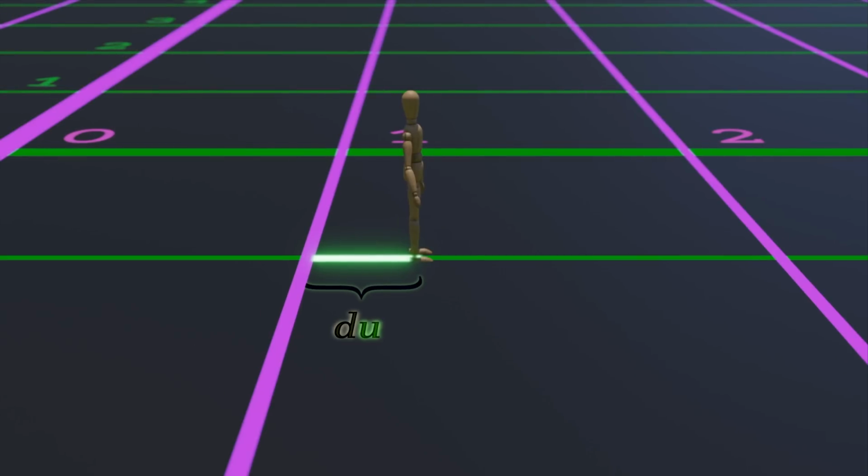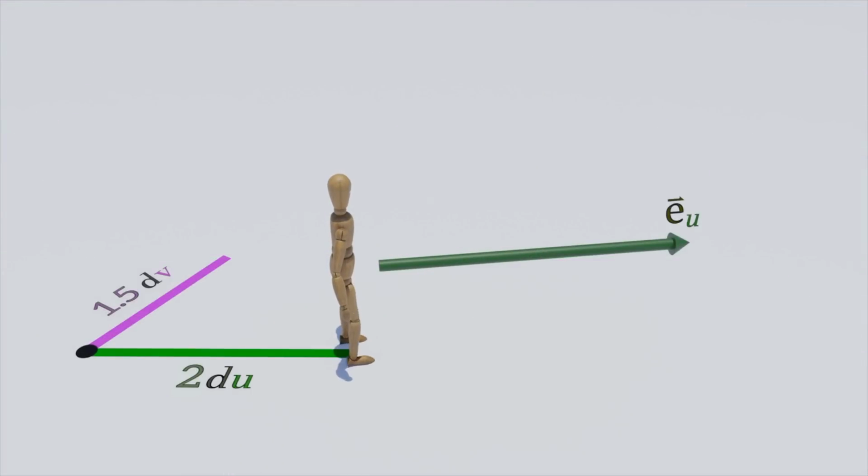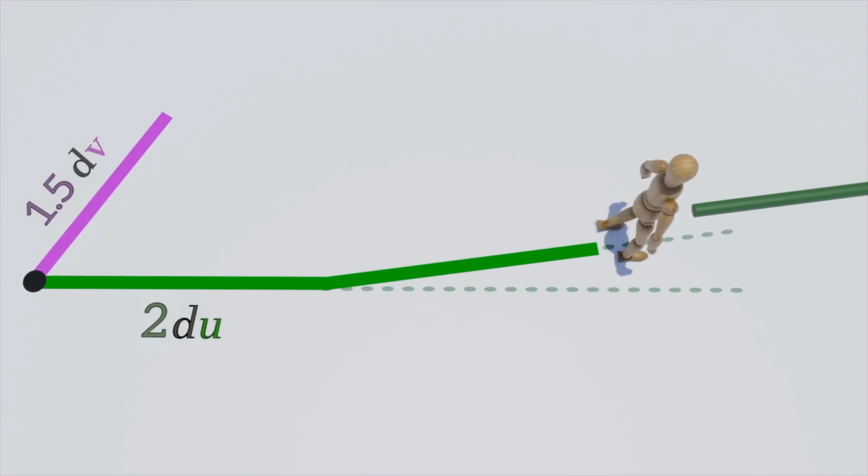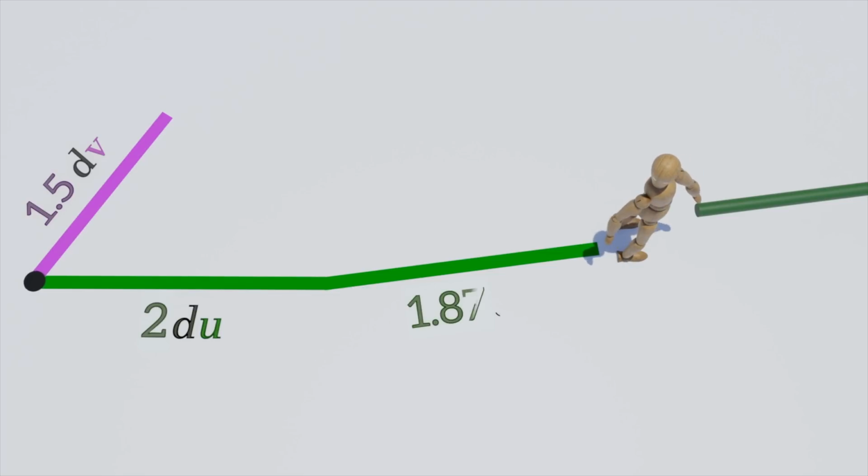Meaning, if the observer continues to move along the same u-coordinate direction in the parametric space, they'll now know by what amount they've changed direction on the manifold, as well as the new amount of manifold distance a small step du will represent.